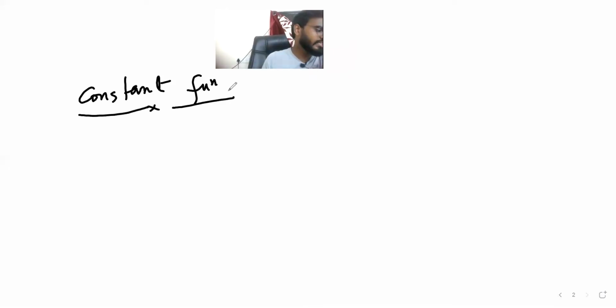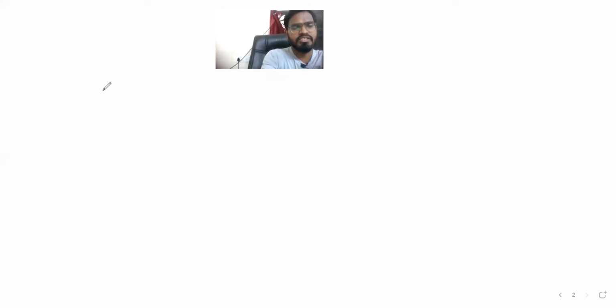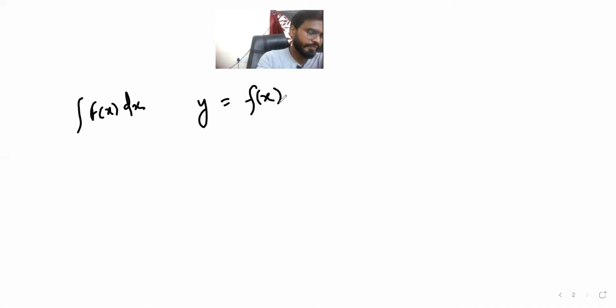So integration we are doing this way. Before the constant function we should know one more thing. If you will see integration, then we will have to do it this way: integral of f(x) dx. So this is what we are going to do, and here f(x) is what? y is equal to f(x). That thing we'll see. Fine.